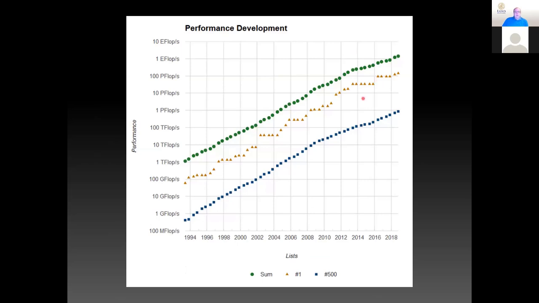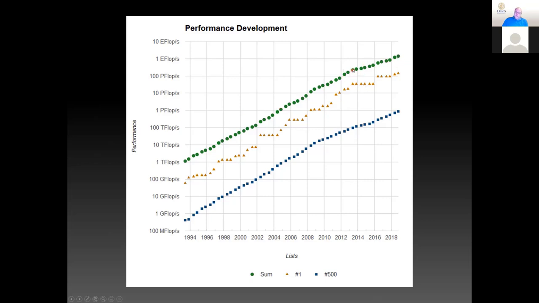Here you can also see the performance development over the years. The triangles here are the number one computers over time in the Top 500 list. You can see we are over 100 petaflops today, and what we are working towards is the exaflop machines. They are coming in just a couple of years. It's not far away. The green ones here are the sum of all the performance over time.